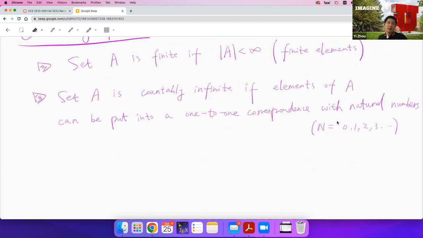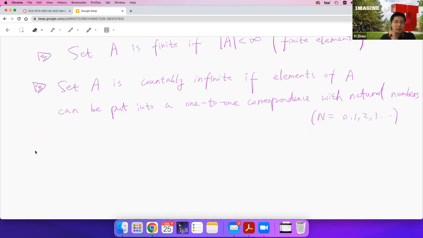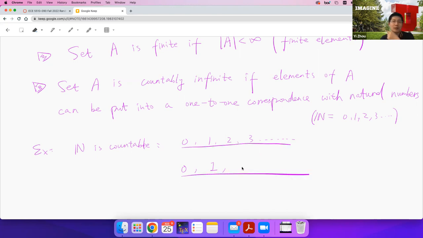I'll give you two examples. The set of natural numbers is countable. Why? Because I simply write down the set of natural numbers, and I can create a 1-1 correspondence between the set of natural numbers and itself. Right? I simply connect it. So this is a 1-1 correspondence. So the natural number is countable.